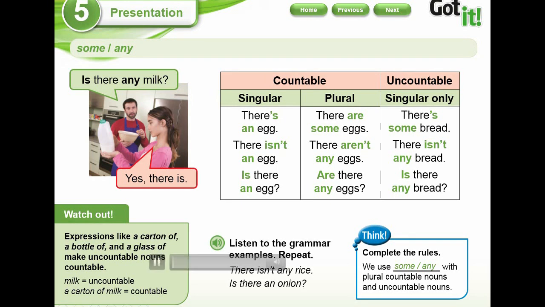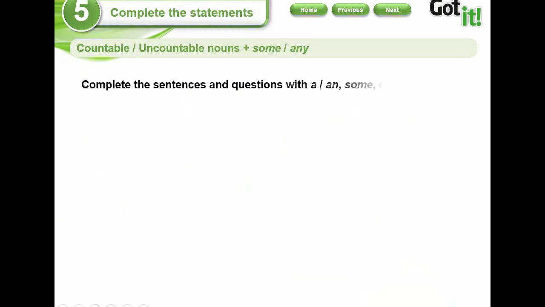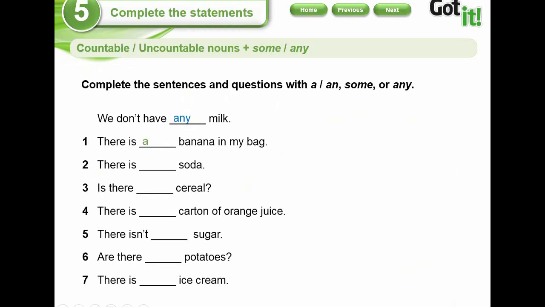Vamos a practicar algunos ejemplos. There isn't any rice. Is there an onion? Listo, vamos a practicar un poquito a ver si hemos comprendido. There is a banana, ok, vamos a ver, soda o sodas. There is some soda, so it means that soda is uncountable. Listo, acá vamos a usar el a, an, some y any. Sabemos que el any se usa en forma negativa o en forma interrogativa, ¿de acuerdo?